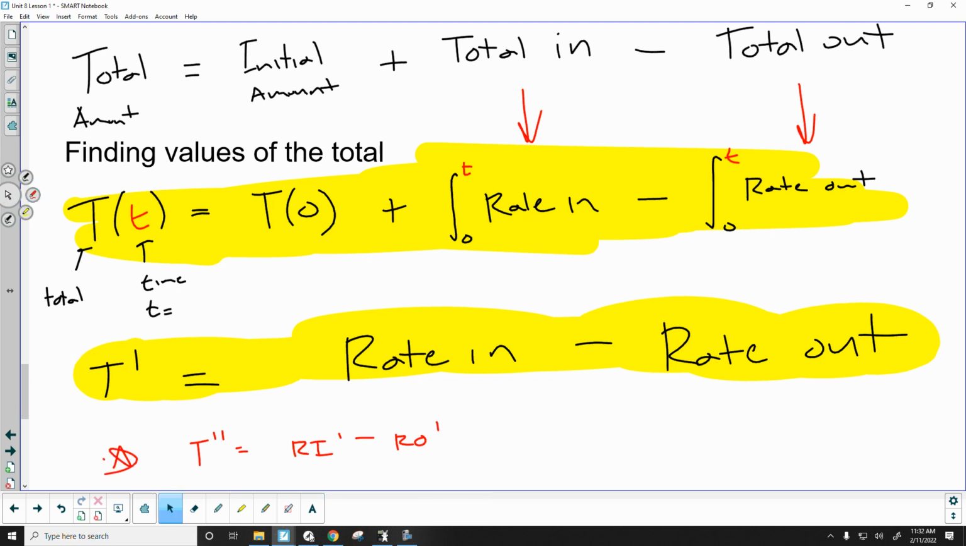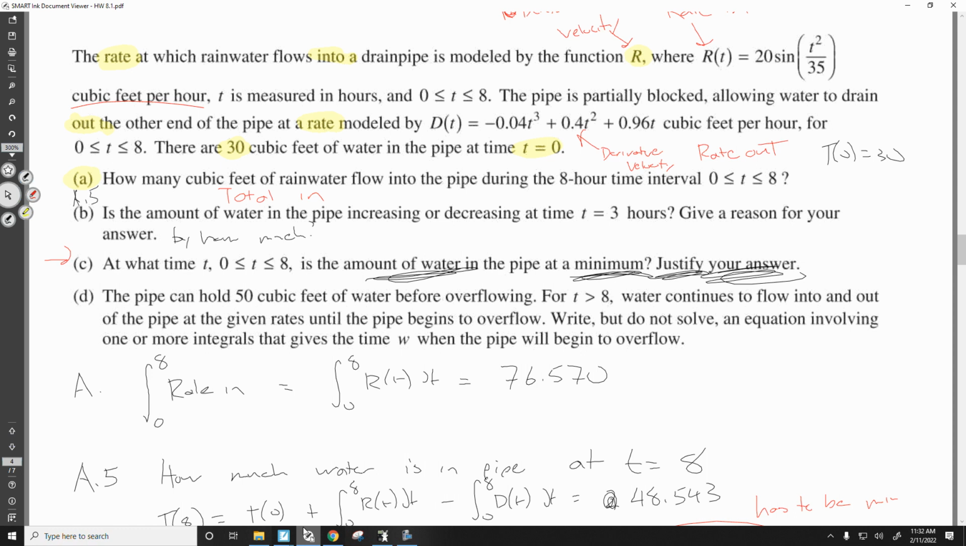So let's read the question. The pipe can hold 50 cubic feet of water before overflowing. For T greater than 8, water continues to flow into and out of the pipe at given rates until the pipe begins to overflow. Write, but do not solve, that's important, an equation involving one or more integrals that gives the time W when the pipe will begin to overflow. Yikes.